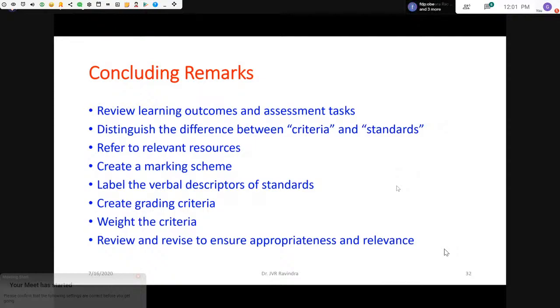So I come to the final part now. This is my final slide. Review learning outcomes and assessment tasks and distinguish between criteria and standards. Criteria depend on the department and standards relate to the faculty. Refer to relevant resources, only relevant resources. Don't substitute your levels in the knowledge. Don't go down. Create a marking scheme and label the verbal descriptions of the standards, create grading criteria, and also give a weightage for that, to ensure appropriateness and relevance.